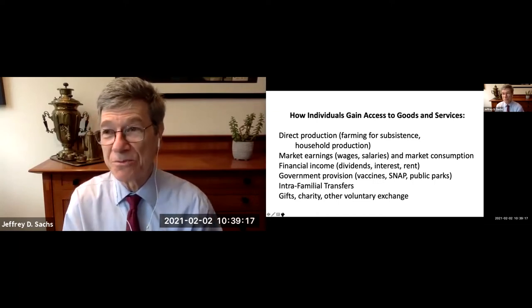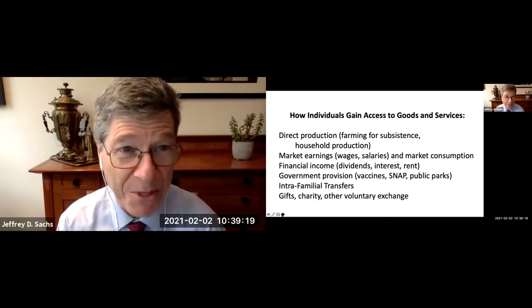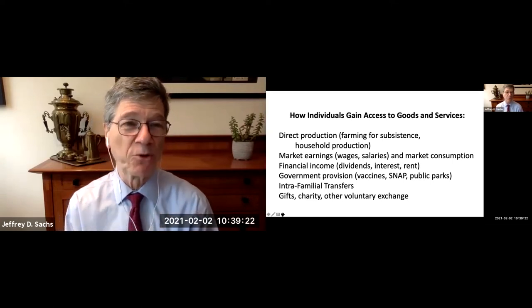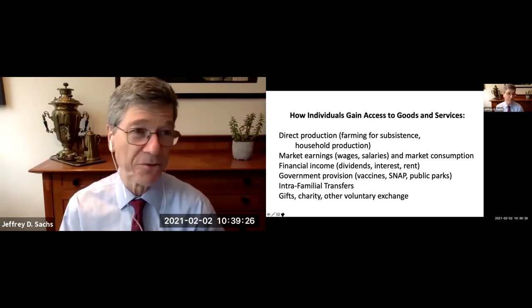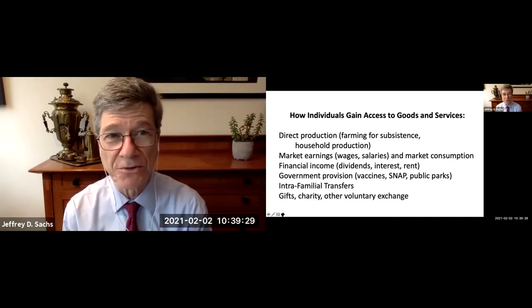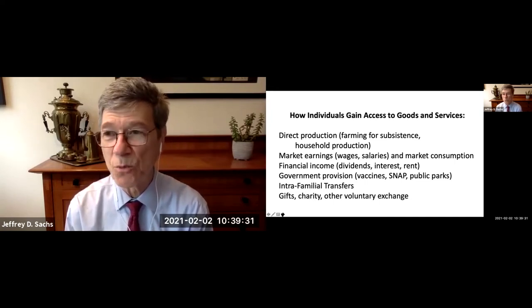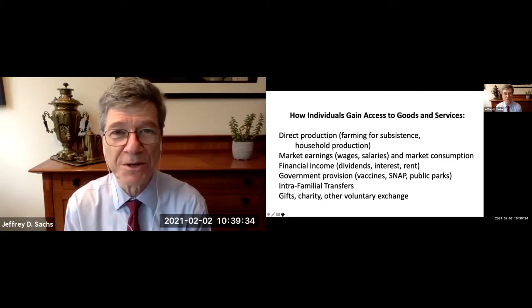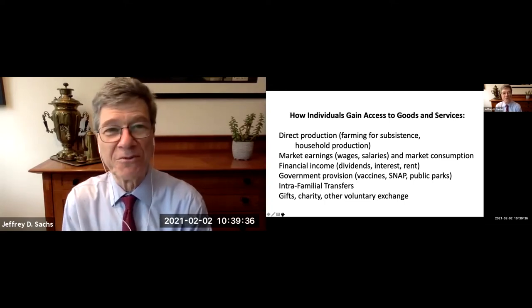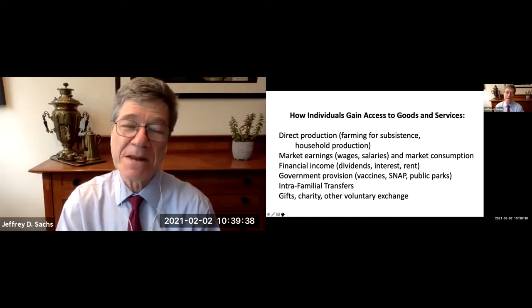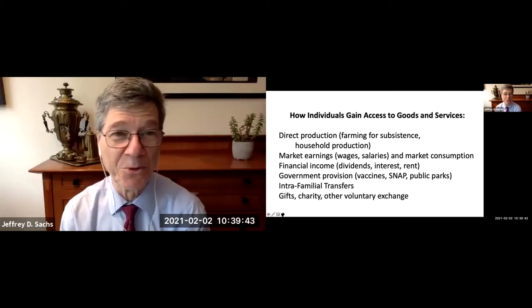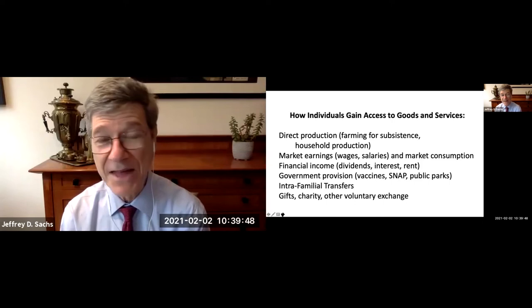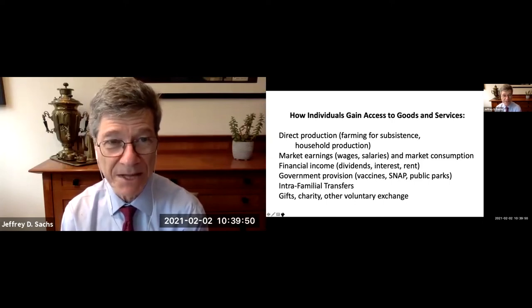One way is, throughout most of history, we produce the things we need directly. Households producing their own food and making their own clothes and building their own shelters. So direct household production was the major way an economy worked for thousands of years. Now we gain access to goods and services mainly through earning money by wages and salaries, and then buying things that we need in the marketplace.